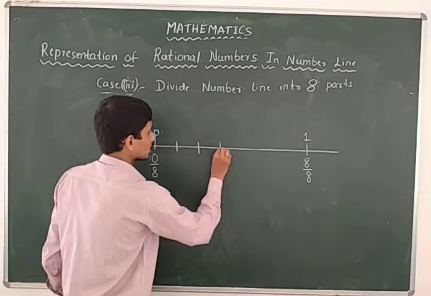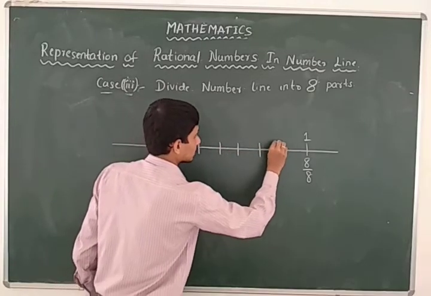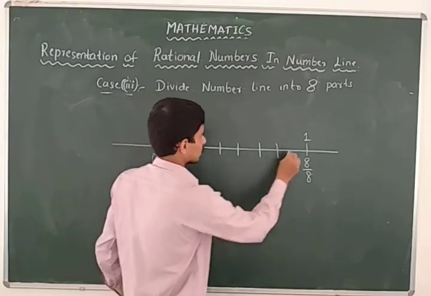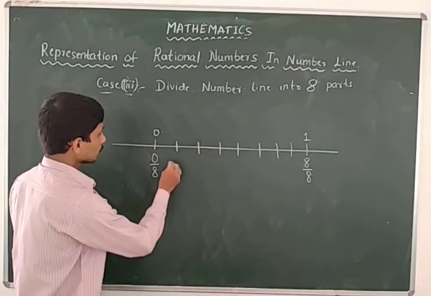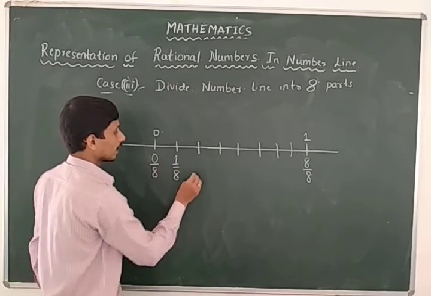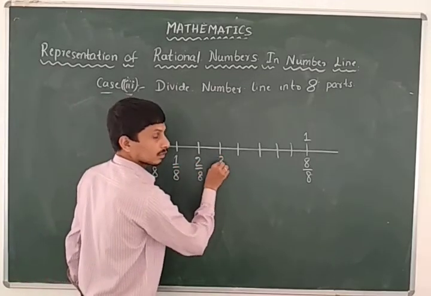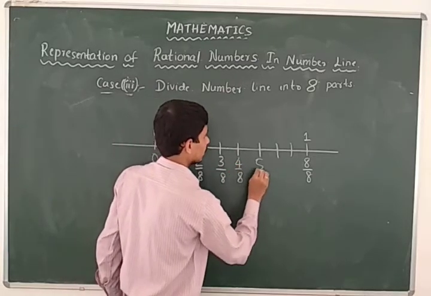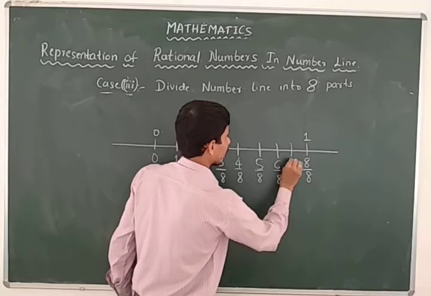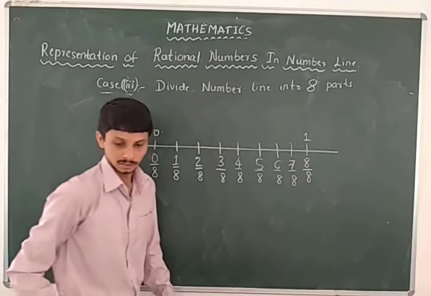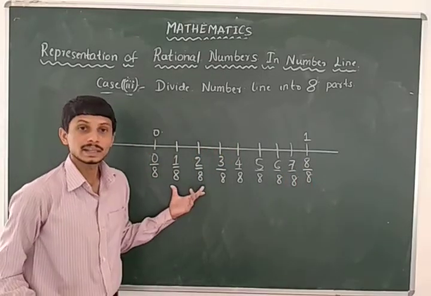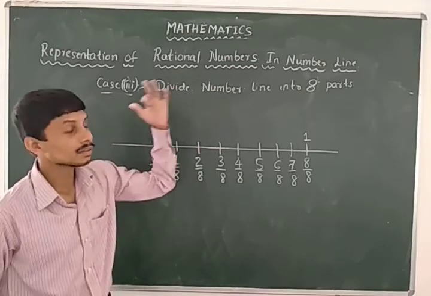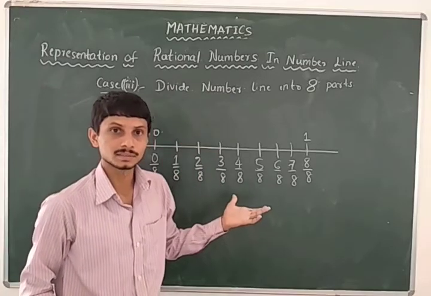1, 2, 3, 4, 5, 6 and 7. So here we can write 1 by 8, 2 by 8, 3 by 8, 4 by 8, 5 by 8, 6 by 8 and 7 by 8. So here we got 7 other rational numbers when we divide the number line into 8 parts.